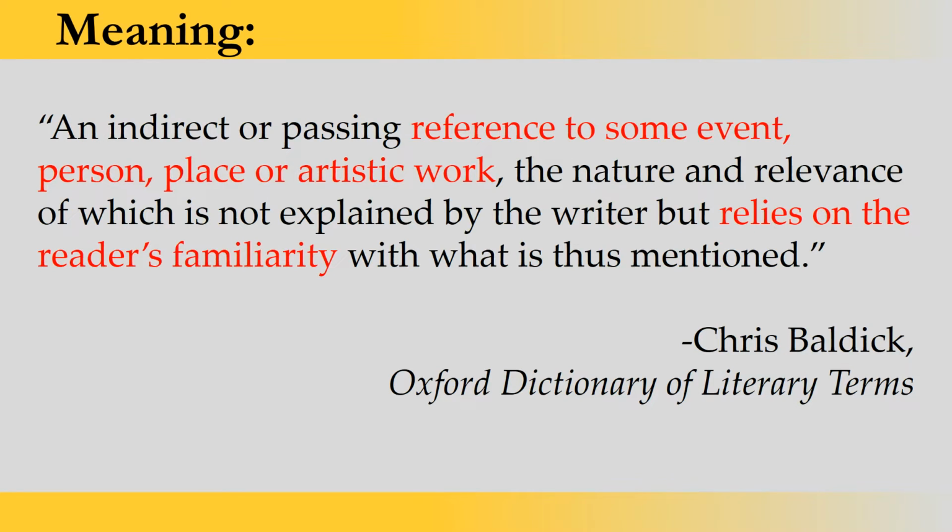Now, in this definition, there are some important words or important parts, so that we can understand the meaning of this term called allusion. Here you see it is a reference to some event, person, place or artistic work, and it relies on the reader's familiarity. Now you see this is a reference. Allusion is nothing but a reference to some place, to some kind of person, to some kind of literary work. Even the structures of literary forms also are alluded in other works. So this kind of thing is there in the term called allusion.